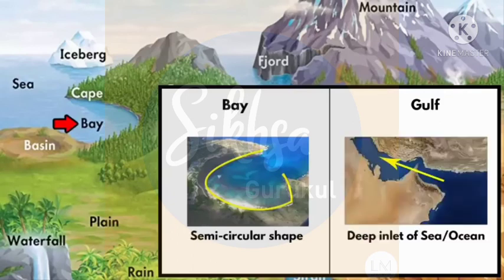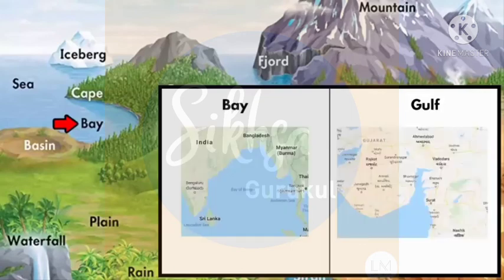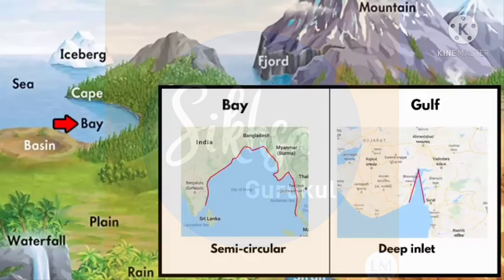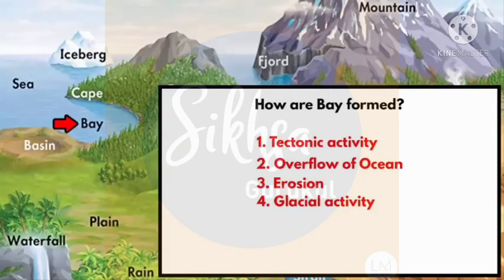But the only noticeable difference you will find is that a bay is semicircular in shape, whereas a gulf is a deep inlet. For example, have a look at the Bay of Bengal and the Gulf of Khambat. If you look at the landmass around the Bay of Bengal, it is in semicircular shape. On the other hand, if you look at the Gulf of Khambat, the sea or ocean water goes deep inside the landmass. That means a gulf has a deep inlet of the sea or ocean.